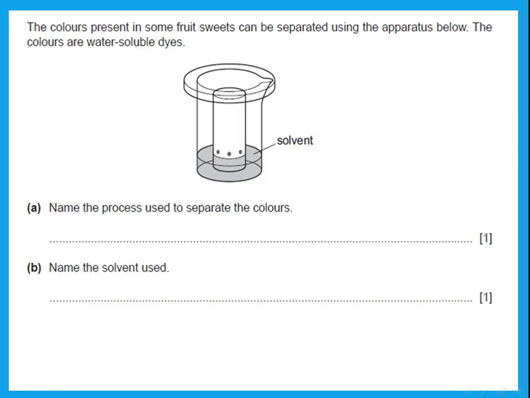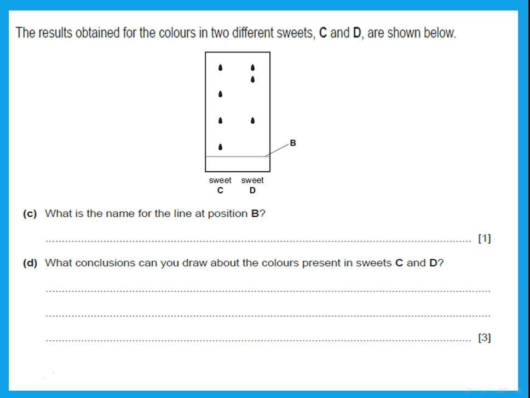First of all, name the process used to separate the colors. Of course, this process is called chromatography. Name the solvent used. Since he says they dissolve in water, then I will use water. If he says they don't dissolve in water, then I will say the solvent is ethanol. Okay, the results obtained for the colors in 2 different sweets are shown below.